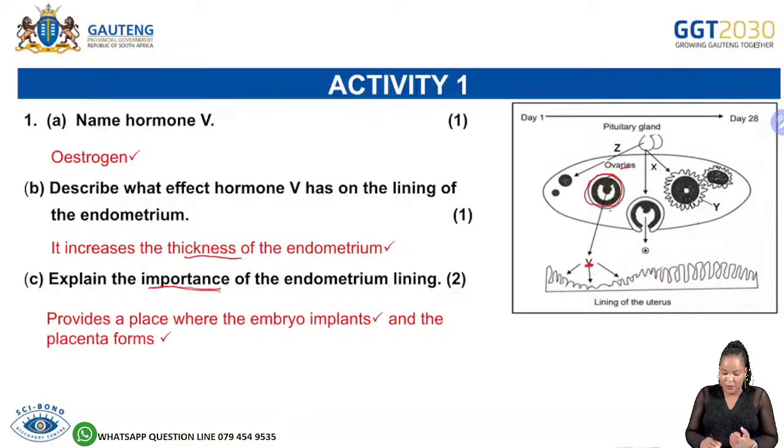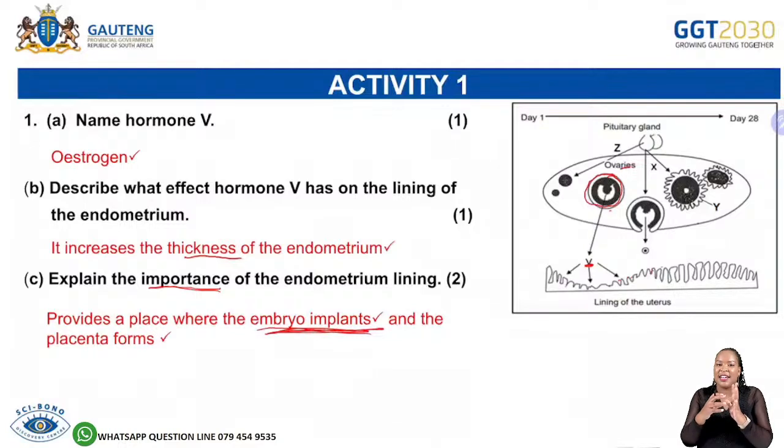We need it to provide a place where the embryo is going to implant. You will see just now that implantation needs the endometrium lining to be thick, more glandular and vascular. So that lining is important. It is important because it provides a place for that embryo to implant or to attach. But the correct biological term to use there is implantation, to implant. And the placenta also forms from that lining. So it's important for those purposes.